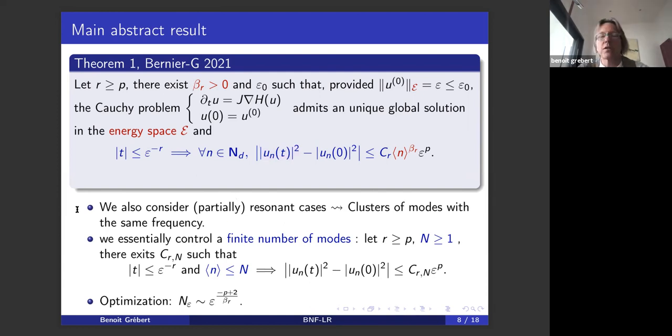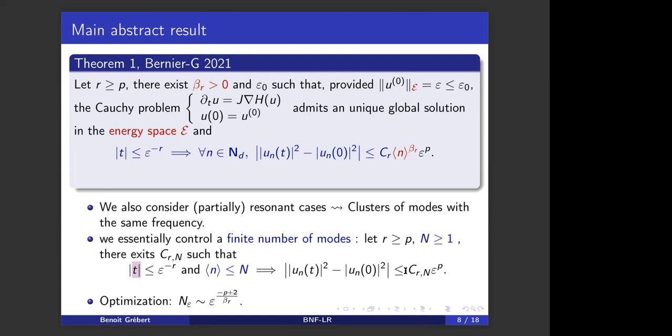So just let's go to this point actually. Because of this beta R, what you can see is that essentially this result makes sense for only a finite number of modes, depending on epsilon. And essentially, we could say that the result says that we control a finite number of modes. So another way to say that is that if you fix R and if you fix the number of modes, so this capital N, then you have a size epsilon 0 such that if T is smaller than epsilon to the minus R and N is smaller than capital N, then you have control of the corresponding energy, |U_N|^2.